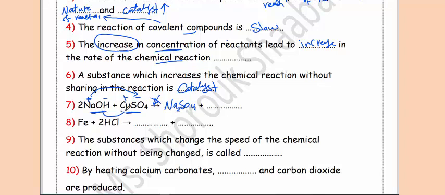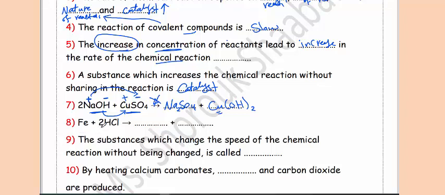Then the copper will take OH, so I will have Cu(OH)2 again. Why 2? Because copper has valence number 2. So easy. All of what I did here is exchange the elements with each other. Question number 8.